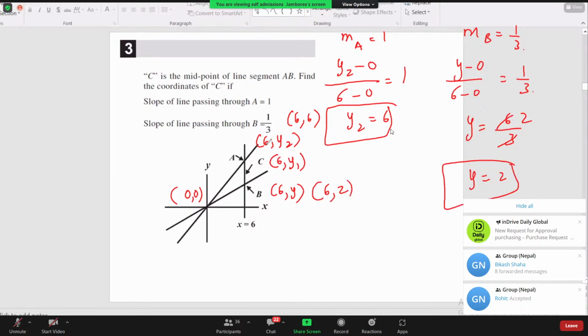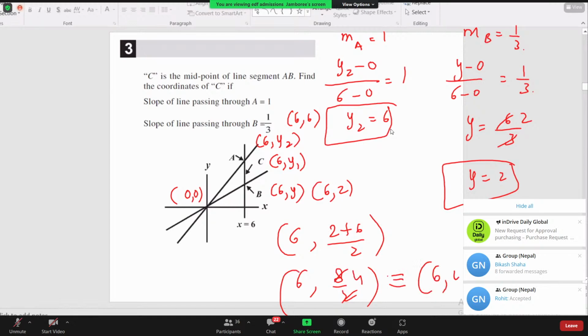So now A is (6, 6), B is (6, 2), and we need to find out the coordinates of C. C is the midpoint of the line segment AB, having x coordinate as 6 only, and y will be simply (2 plus 6) divided by 2. Oh, sorry, 2 plus 6 divided by 2. So that makes it (6, 8 by 2). That will be 4. And the coordinates of point C will be (6, 4). And that will be the answer to the question.